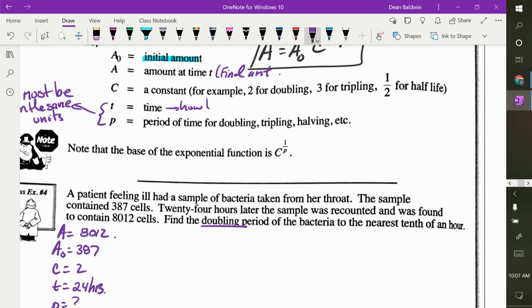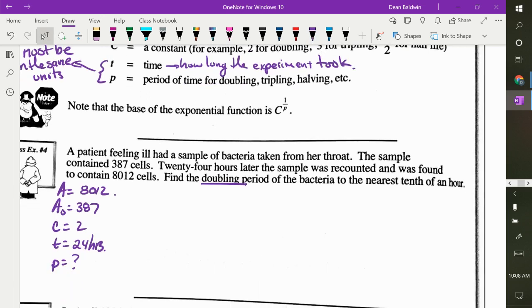How long the experiment took. Okay? And P, it's tied to the doubling time or the tripling time. So if I say the doubling time is 3 days, P is 3. If I say the half-life of a substance is 4 hours, P is 4. But we got an experiment of 24 hours. 24 hours later, right? That's how long the experiment took.